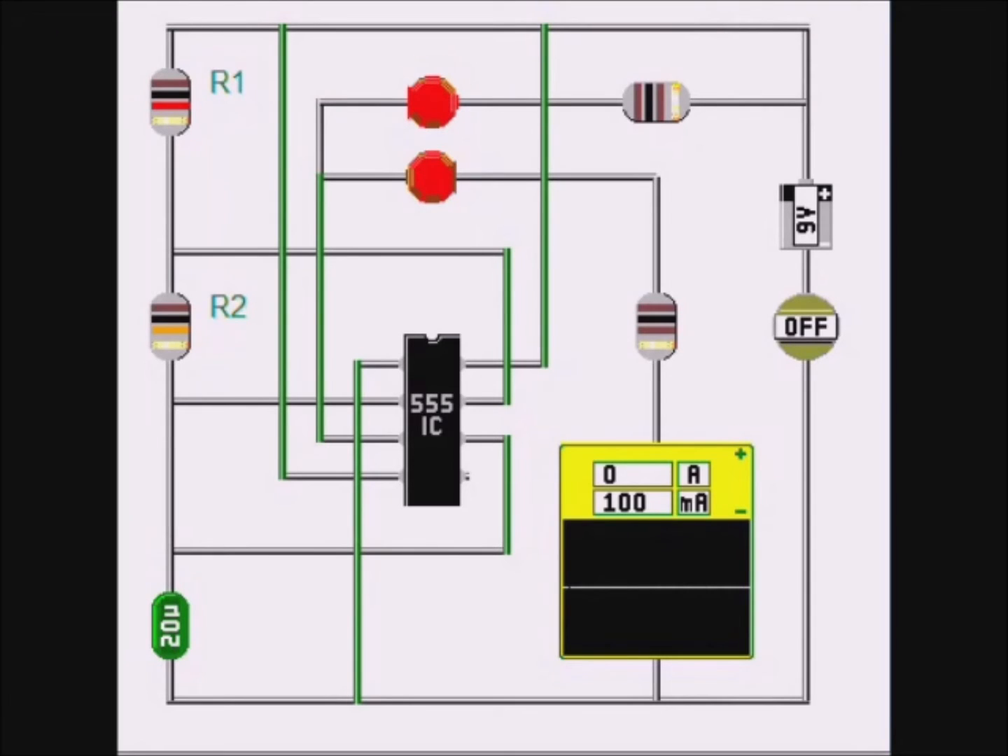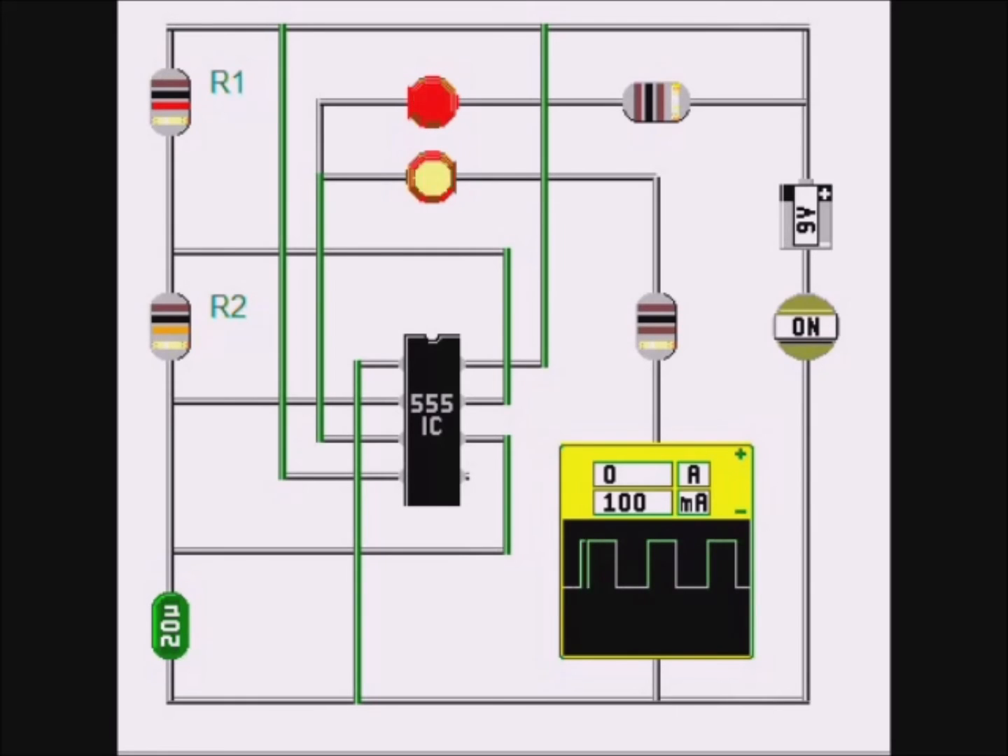Here we show the 555 as an oscillator. Initially the 555 turns on because the voltage at pin 2 is low. The capacitor begins to charge. Pin 6 is connected to the top of the capacitor, and when its voltage rises above 2/3 of the supply voltage, it causes the 555 to turn off.